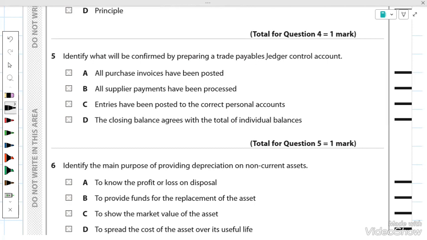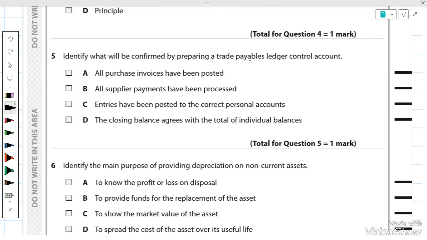We make the trade payables ledger control account, and first of all we have to make the purchase ledger, and after that we are making the trade payables ledger control account. So in the trade payables ledger control account, all the balances are given. We have to write all the trade payables in the trade payables ledger control account.